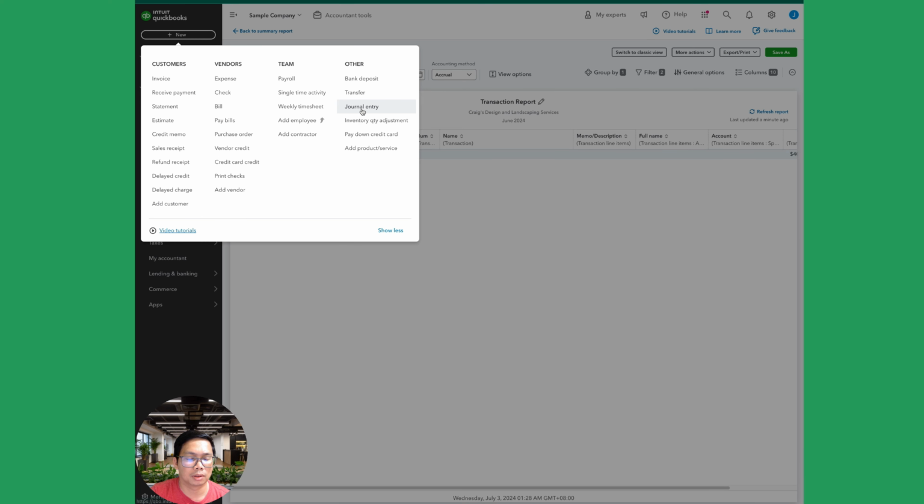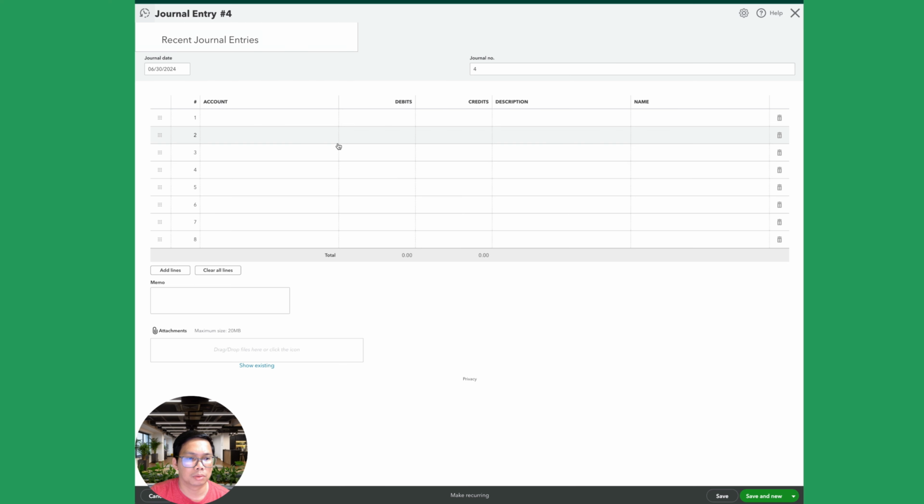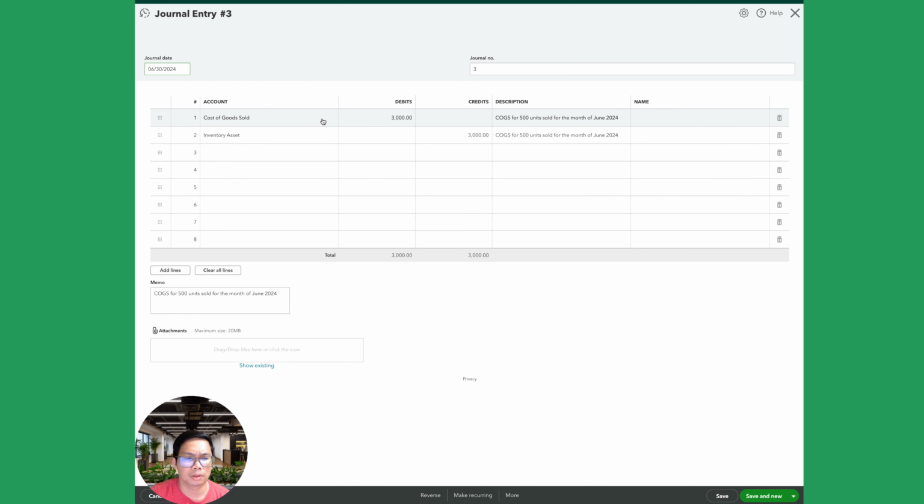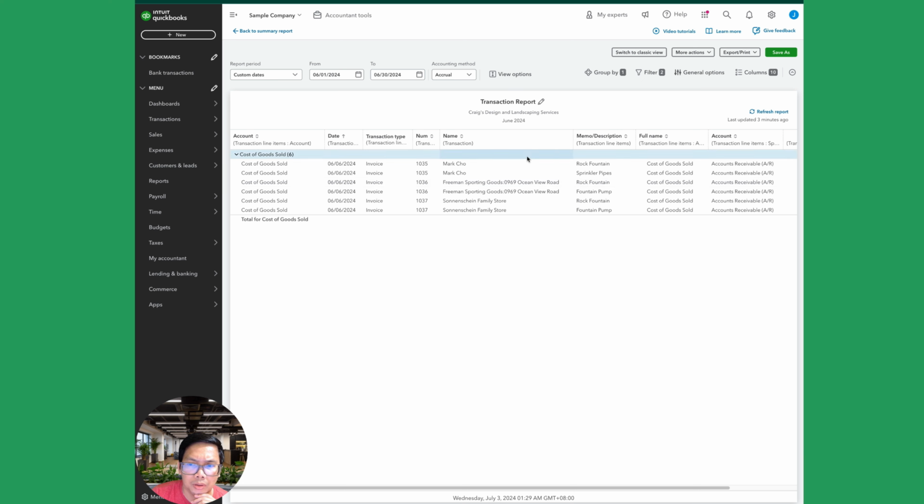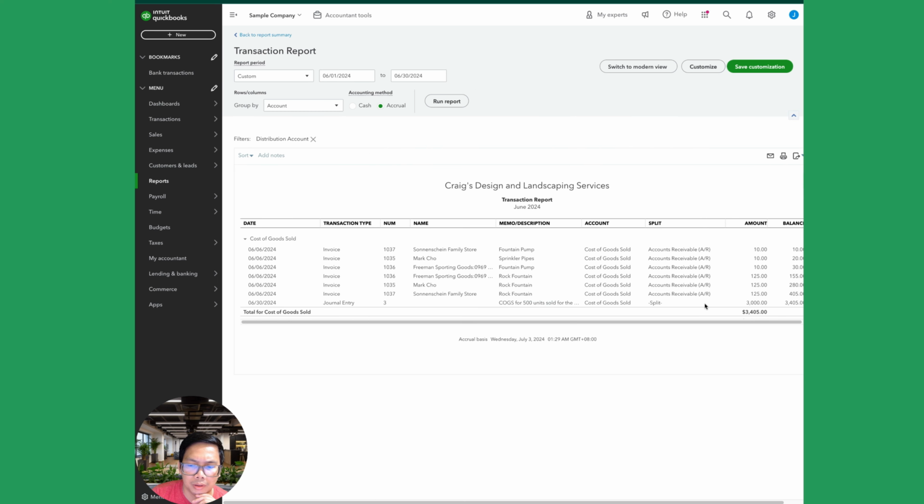Let's go back to the journal entry. Go to journal entry history, and we have here the cost of goods sold and inventory asset. Why is it not showing there? I don't know why the modern view is not showing the journal entry, but if we switch here to the classic view, it shows the journal entry here at the bottom, which is 3,000. So if we exclude the other entries here from the invoices that are already inside the sample company, then we will have 3,000 cost of goods sold.